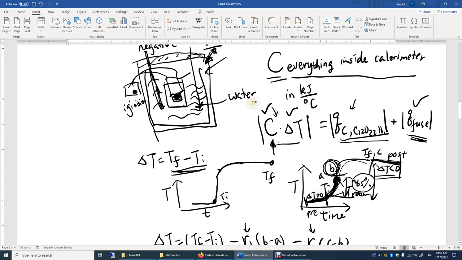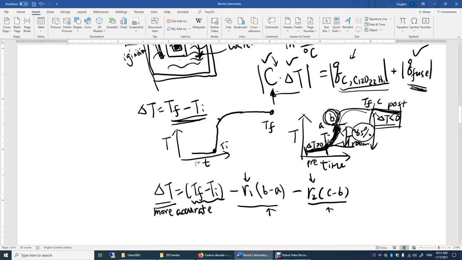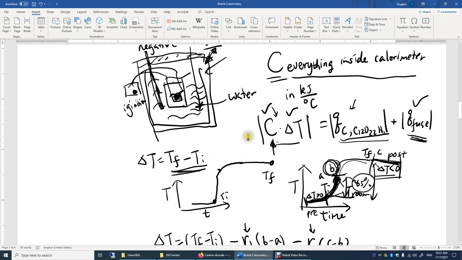So I think either the company will assume that 2 kilograms of water will be used and then give you a value for C for everything inside the calorimeter, including 2 kilograms of water, or simply it's going to exclude this water bath and give you the heat capacity of everything inside the calorimeter, not including water. So either way, you can easily compute the C. But for educational purposes, students, physical chemistry students, are often required to measure C.